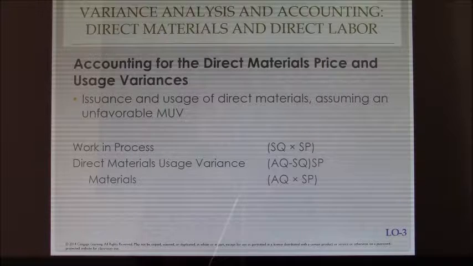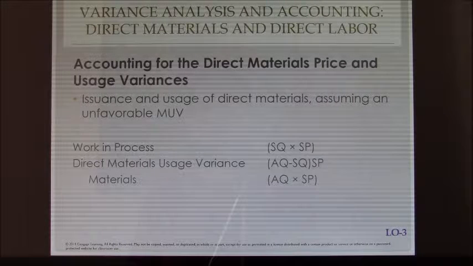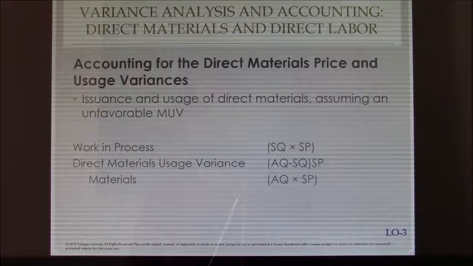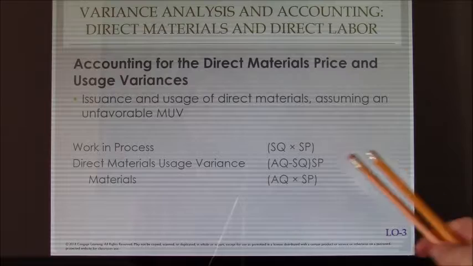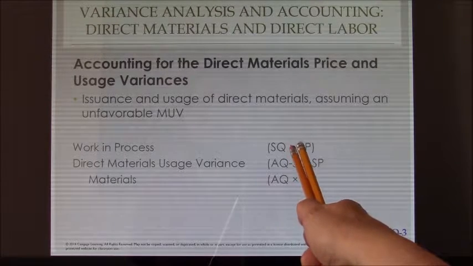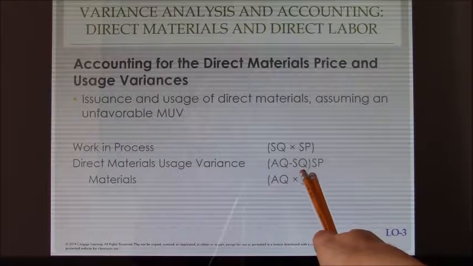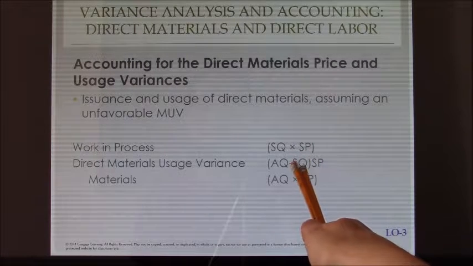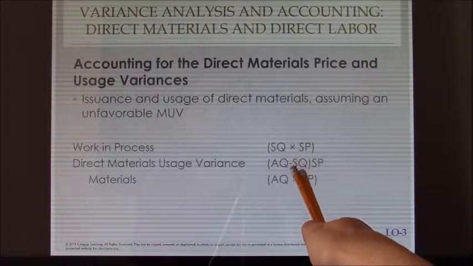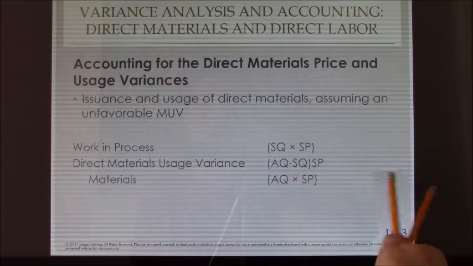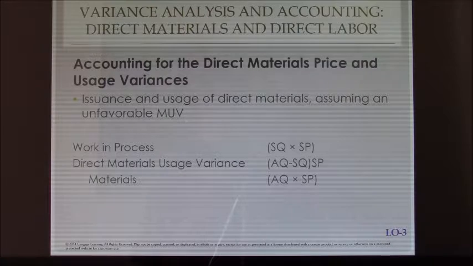And here's direct materials price and usage variances. You issue it, so it's going to work in process, right? So you are debiting work in process because that's an inventory, which is an asset. This variance is unfavorable, so it's a debit. This needs to be over here. This is a credit. So that's a mistake on the slide. Sorry about that.